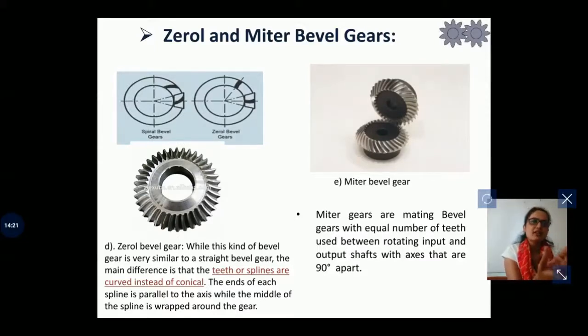And last is the mitre bevel gear. Mitre bevel gear is just another type of bevel gear. The only change is that the sizes of the two gears are identical. It is used when the shafts are at 90 degrees and the sizes of the two gears are equal, so there is an equal number of teeth in case of mitre.